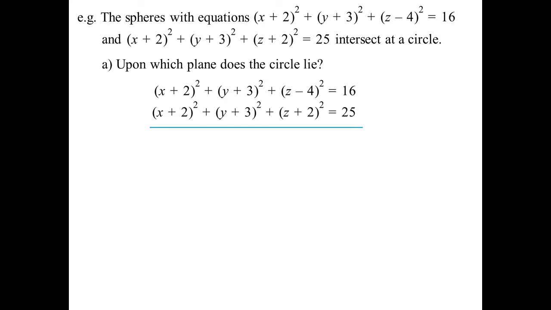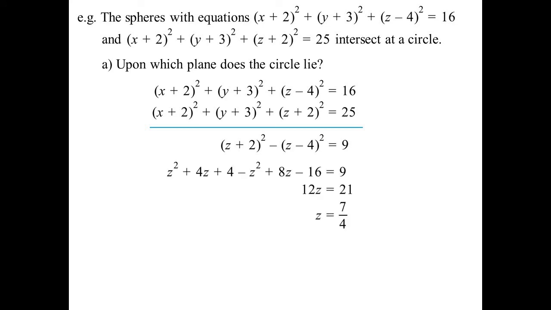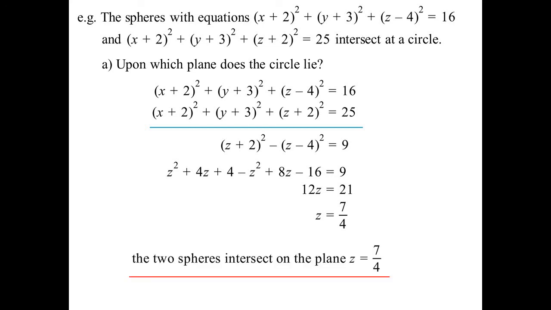Both the x and the y go at the same time, and I end up with (z plus 2) squared minus (z minus 4) squared is 9. Playing around with that, I get z equals 7 over 4. And that's an equation of a plane. So there's the plane, z equals 7 over 4. So what's the centre and radius of that intersecting circle that lies on that plane? Well, now we know z is always 7 on 4.